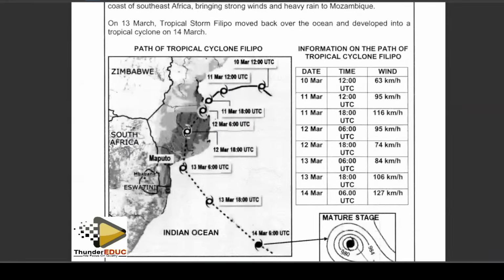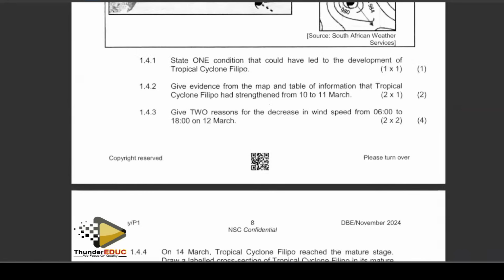Right, so we are done with question number 1.3. Let's go to question number 1.4, which talks about tropical cyclone Filippo. Right, the question is based on a typical tropical cyclone which affected Mozambique, made landfall in Mozambique on the 12th of March and strengthened on the coast of Southeast Africa, bringing strong winds and heavy rain to Mozambique.